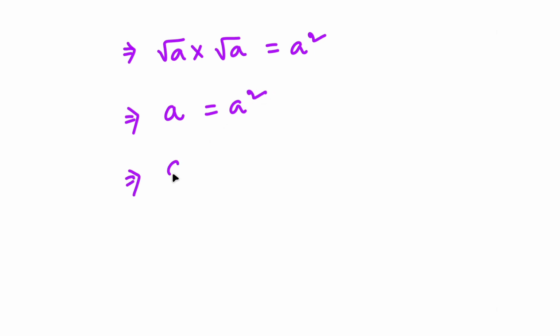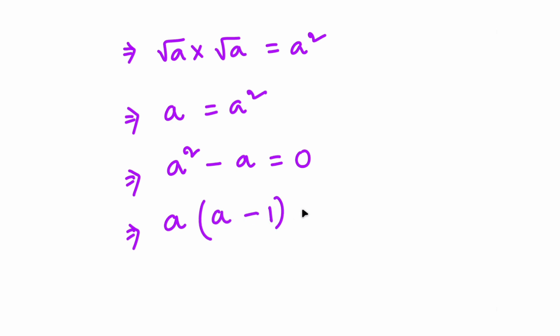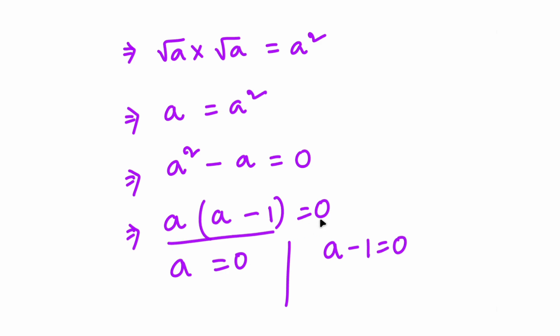Now if we take both of them on one side, we will get a squared minus a equals 0. Now take a outside of the bracket, so a times (a minus 1) will equal 0. That means either a equals 0 or a minus 1 equals 0, because if the product of two numbers is 0, then one of them will individually be 0.